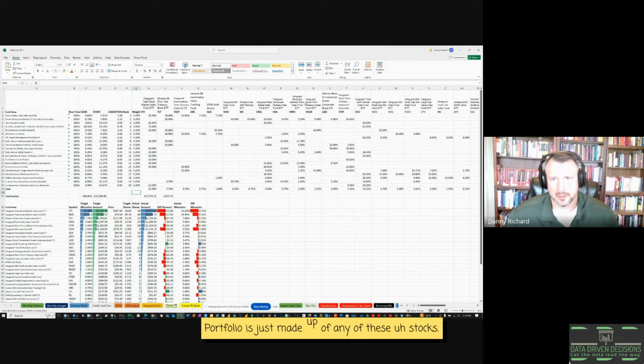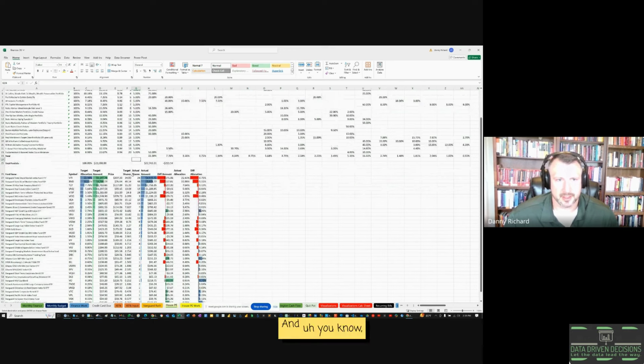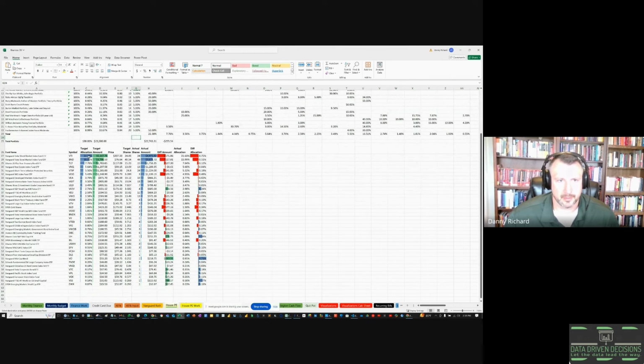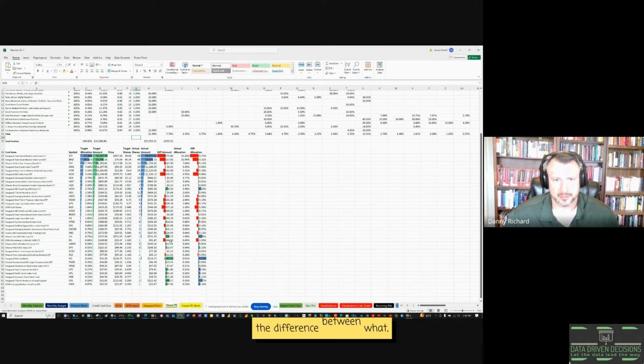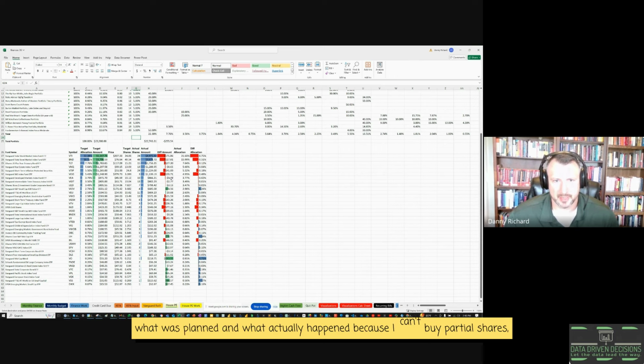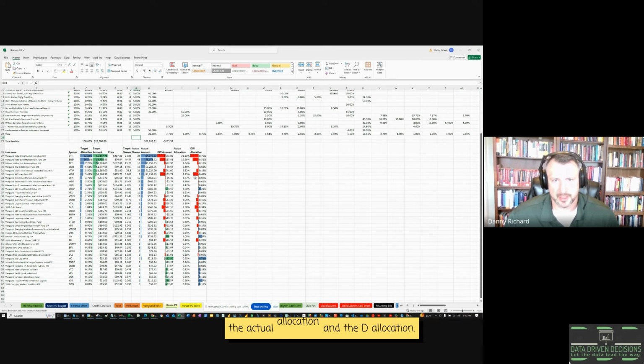It's just made up of any of these stocks, and this is the allocation I give each one, the target amount, the price, the target shares. So this is when I initially bought in. Here are the actual shares I bought, the actual amount, the diff between what was planned and what actually happened, because I can't buy partial shares, the actual allocation and the diff allocation. Then I went into Vanguard, where the portfolio lives, and I bought each stock at this amount. So yeah, that's really cool.